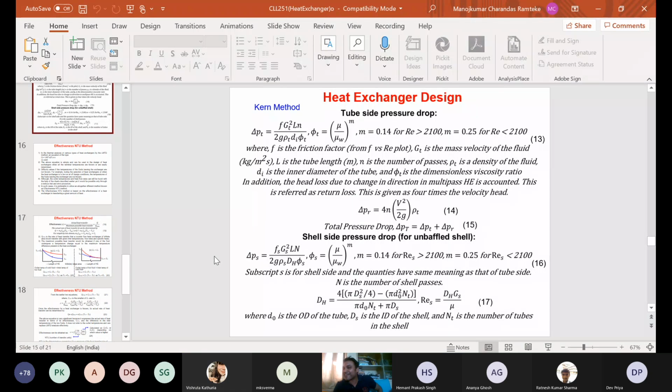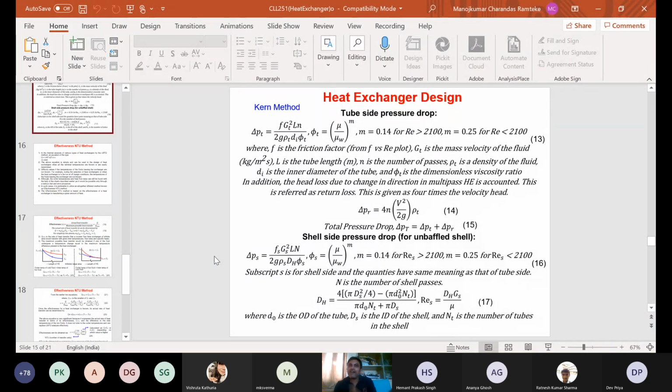Yes, you have the inlet temperature, because that stream is coming from some other instrument, so that you already know. The outlet temperature you don't know. The outlet temperature depends on how effective your heat exchanger is.